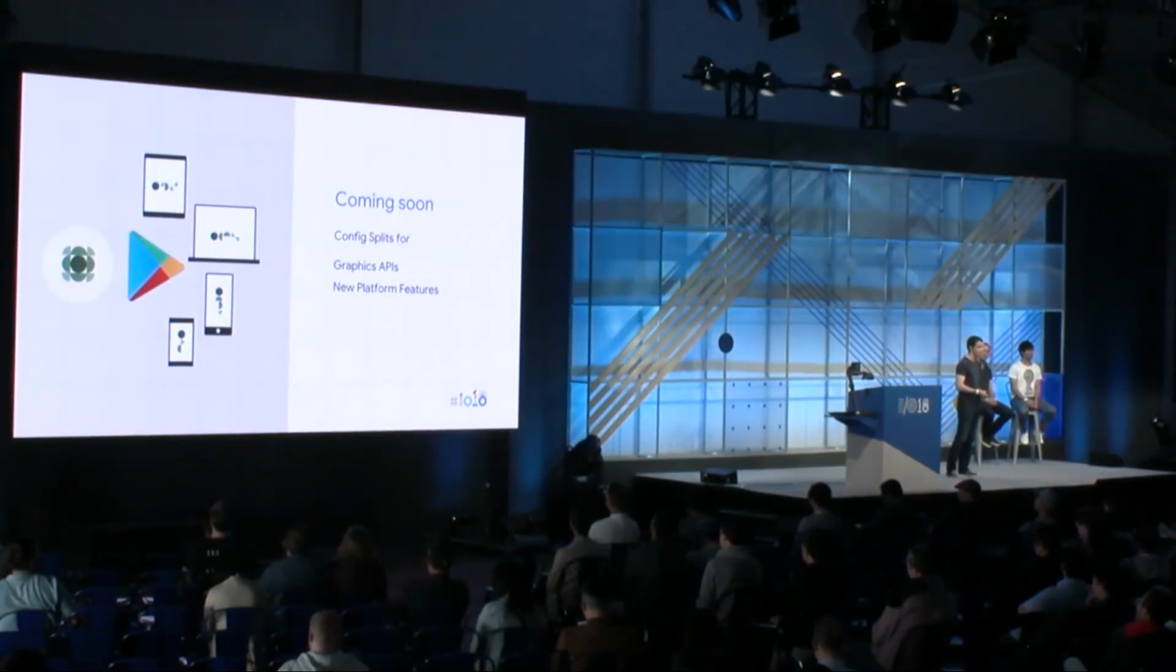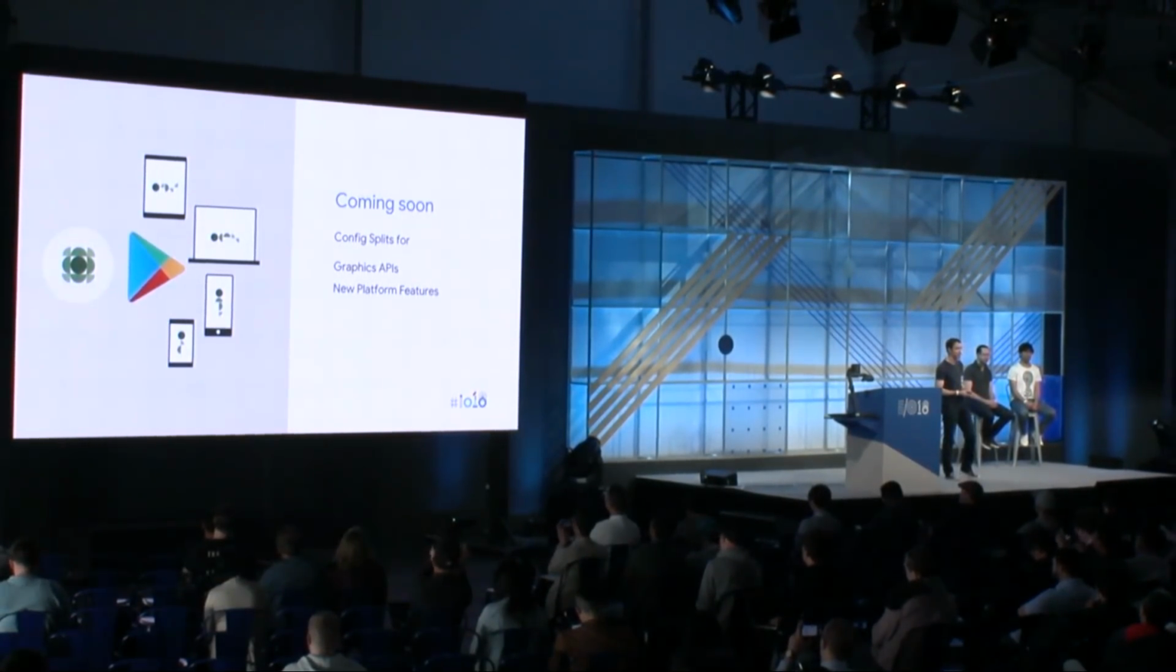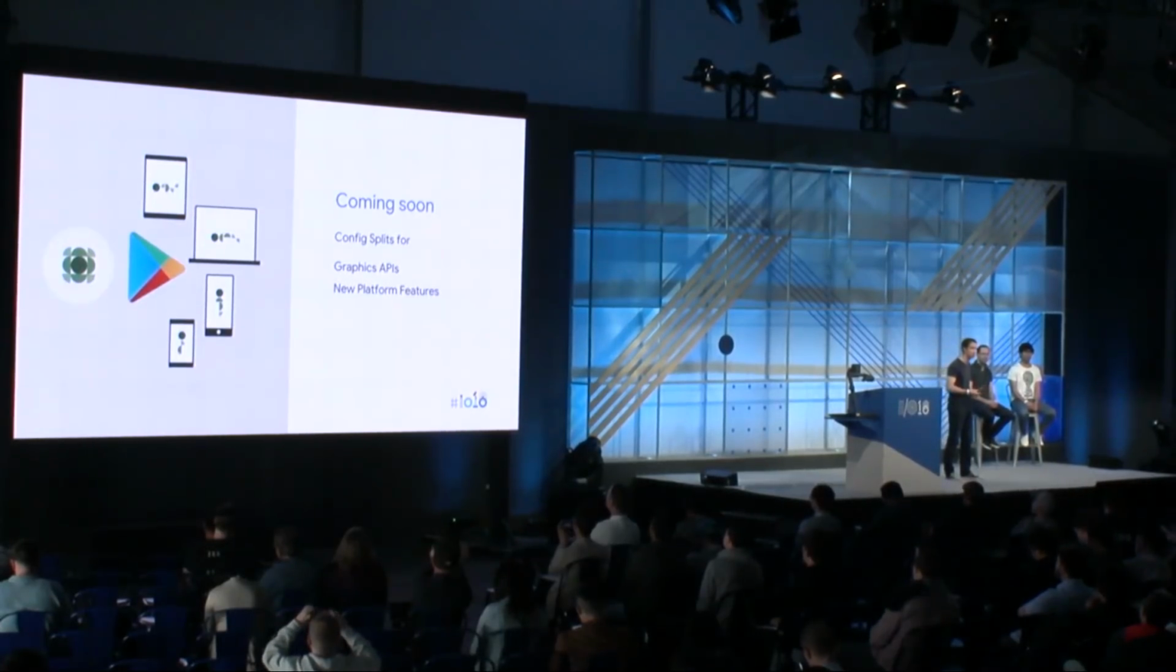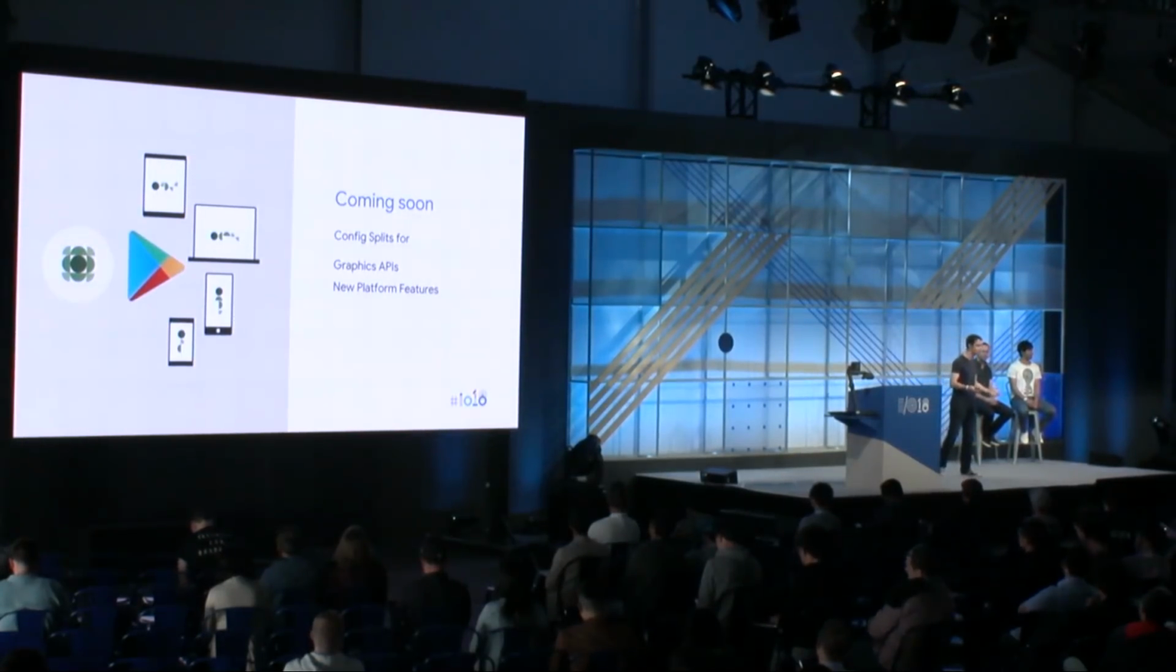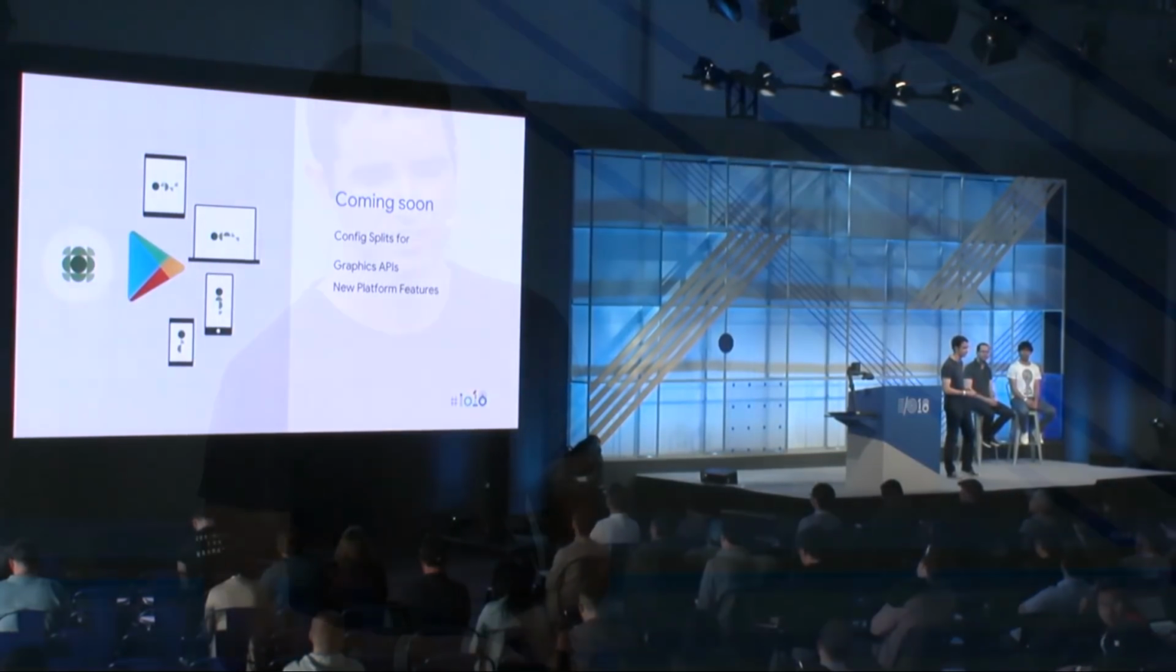And the dimensions we've discussed so far are only the beginning. Pierre discussed how the app bundle lets you target assets by graphics API, and we will soon generate config splits based on that. We'll also start generating config splits that take advantage of new platform features, and we'll start with supporting uncompressed native libraries on M+ devices.